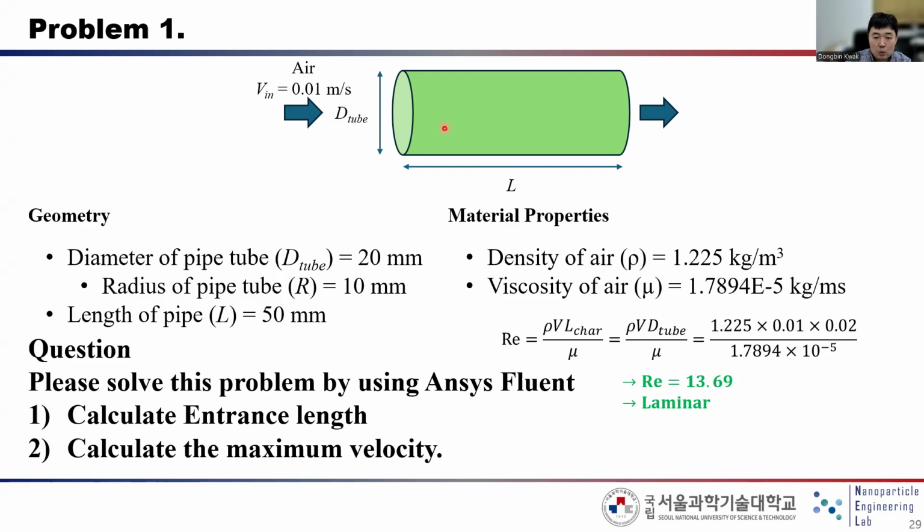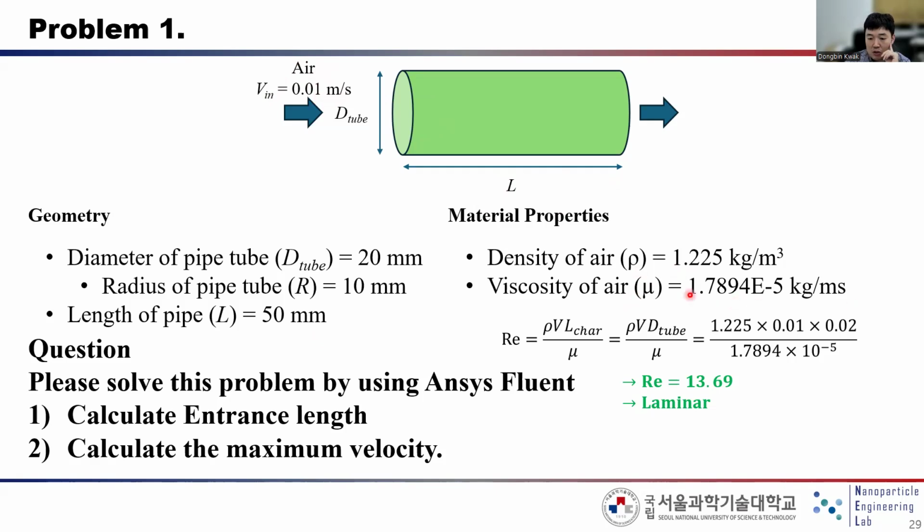We assume that this pipe is filled with air, okay? And we know the inlet velocity is 0.01 millimeters per second. The material property, the density of the air, is 1.225, and the viscosity of the air is this one.